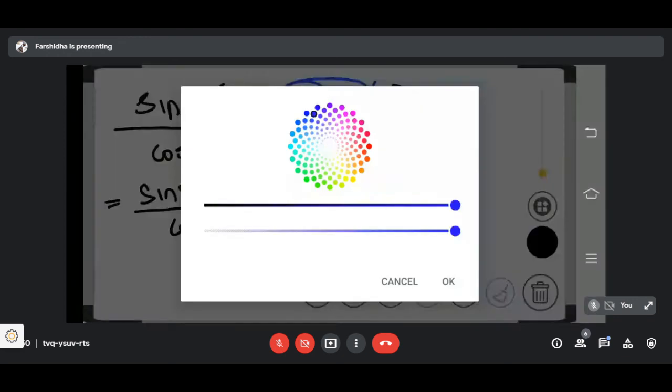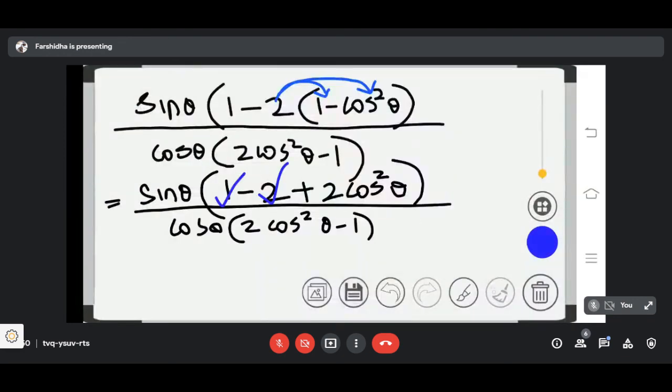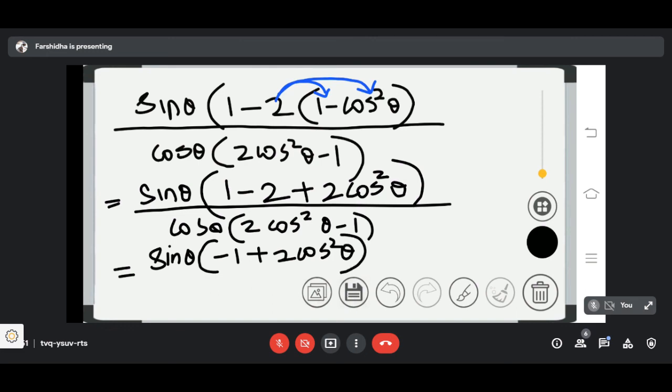Now you see here, you have 1 minus 2. What is 1 minus 2? Minus 1. Right? 1 minus 2 is minus 1. So these two terms will be minus 1. So write in the next step, equal to sine theta, open the bracket. So 1 minus 2 is minus 1. Then what else is there? Plus 2 cos square theta, close the bracket, divided by cos theta into 2 cos square theta minus 1.